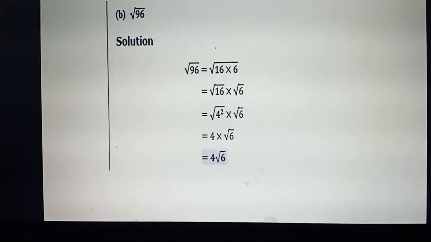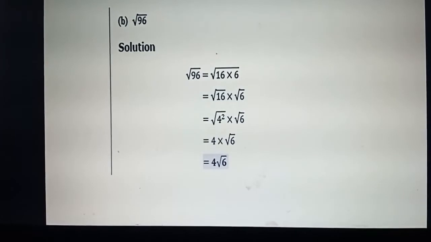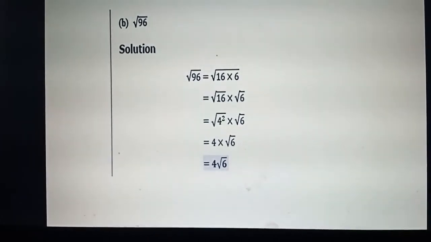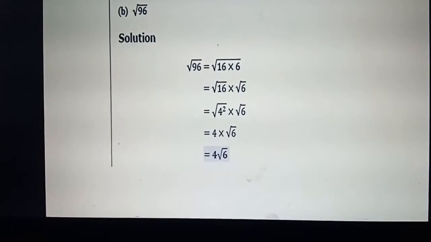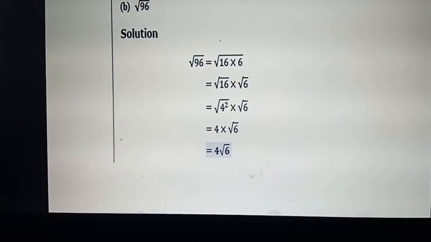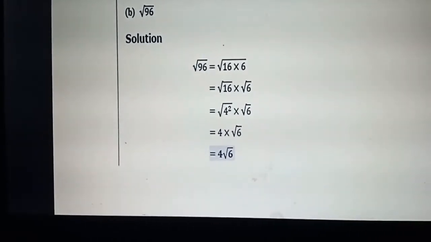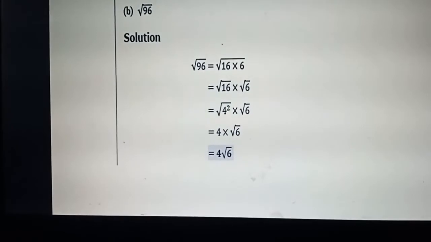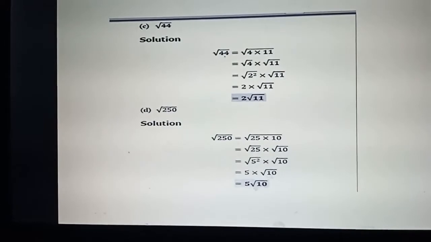Then you should move to another one. The second one is also the same as this one. You see, 16 times 6, it will give you what? 96. Then root of 16 will give you what? 4. You see, 4 squared will give you what? 16. Square root of 16 will give you 4. Your answer is 4 root 6. Exactly. Very, very simple.